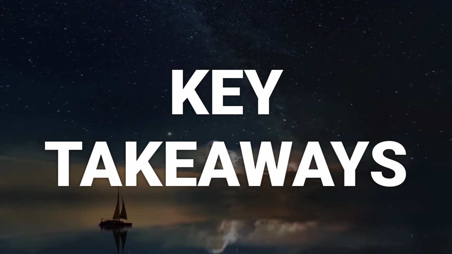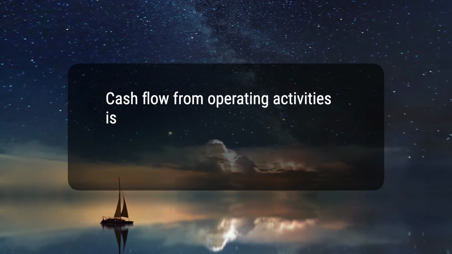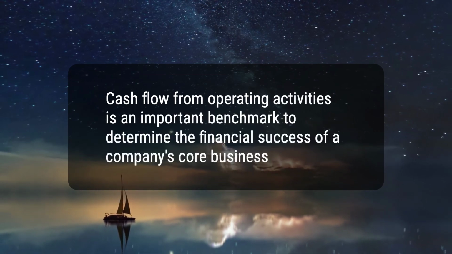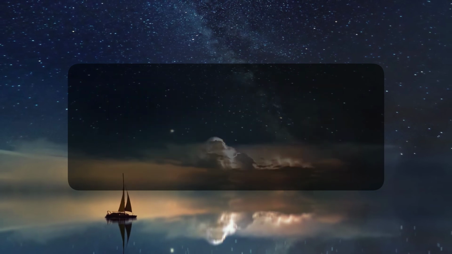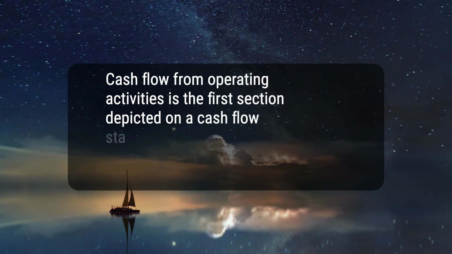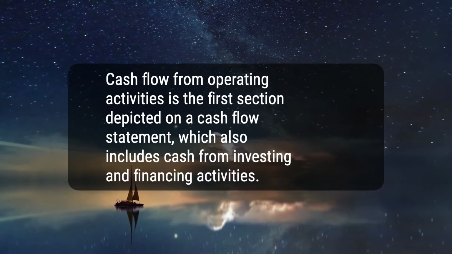Here are 5 key takeaways. 1. Cash flow from operating activities is an important benchmark to determine the financial success of a company's core business activities. 2. Cash flow from operating activities is the first section depicted on a cash flow statement, which also includes cash from investing and financing activities.